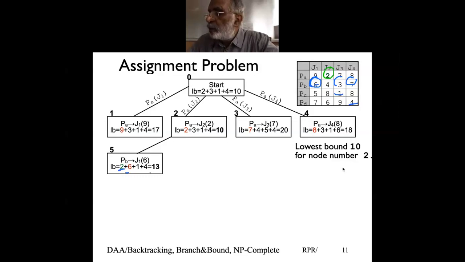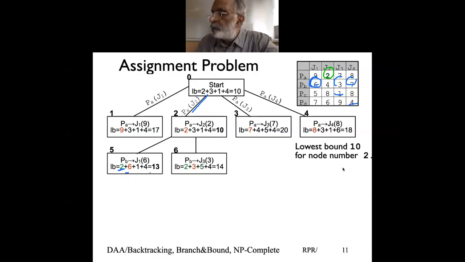If person 2 can do job 3, because person 2 cannot do job 2, job 2 has already been assigned here. Job 2 is already assigned, so person 2 can only do job 3 here. If person 2 does job 3, so this is person 1. Person 2 does job 3 here. That means now person 3 can do either 1 or 4. Either 1 or 4. So minimum happens to be 5, and they will do 5. If person 3 does job 5, minimum is still 4.